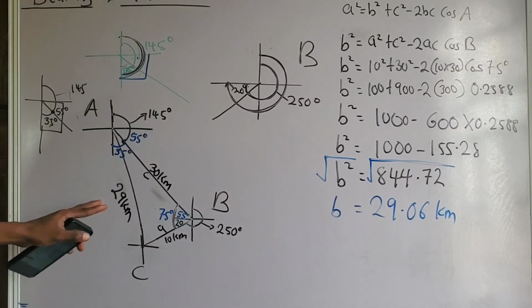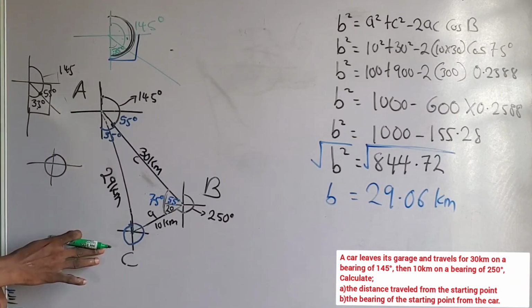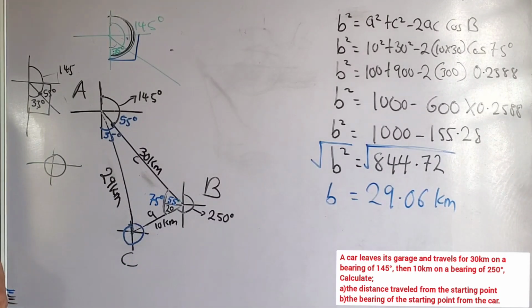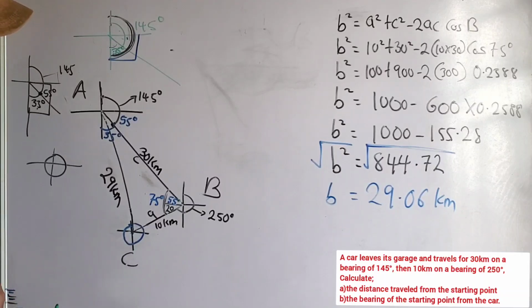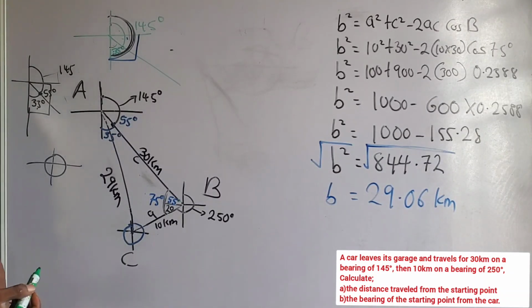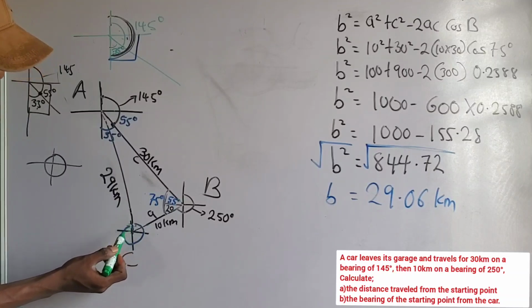Now, having gotten this distance, for the second question, we are to calculate the bearing of the starting point from the car. Don't forget that this is where the car is. So the bearing of the starting point from the car will be the angle that ranges from this point to this point. Do you understand?